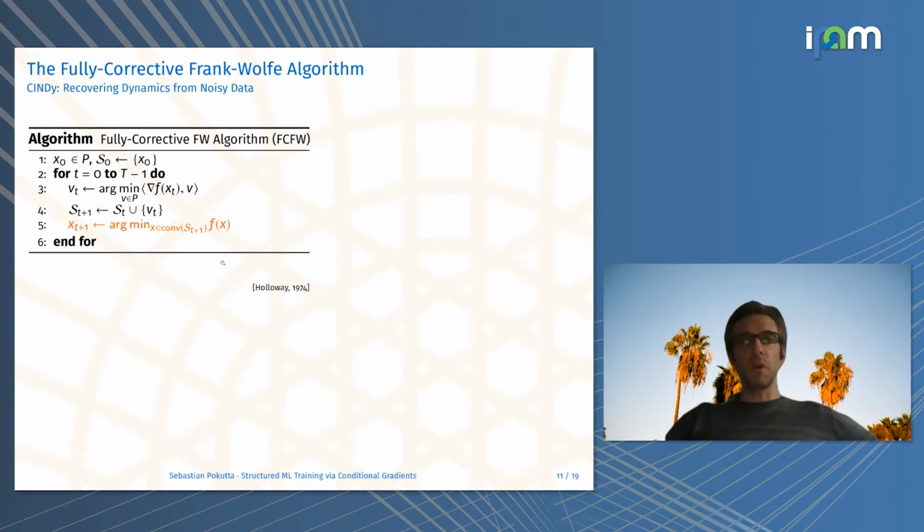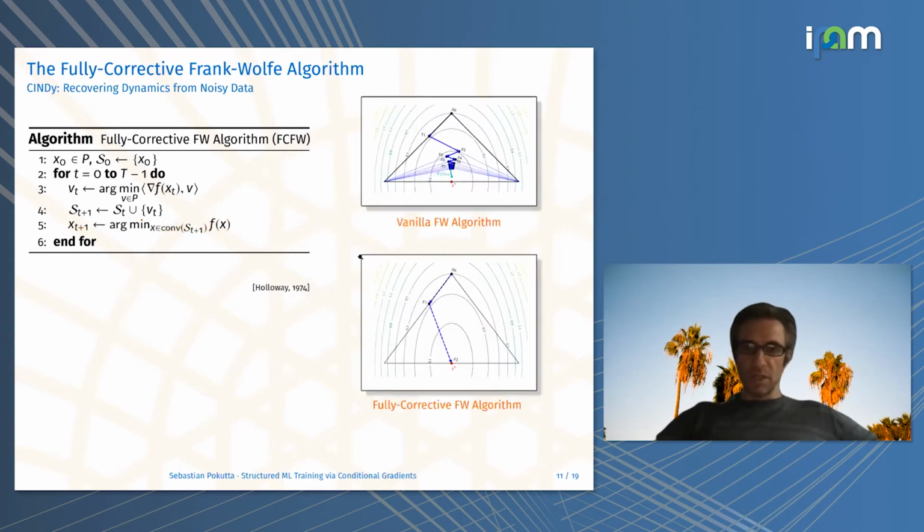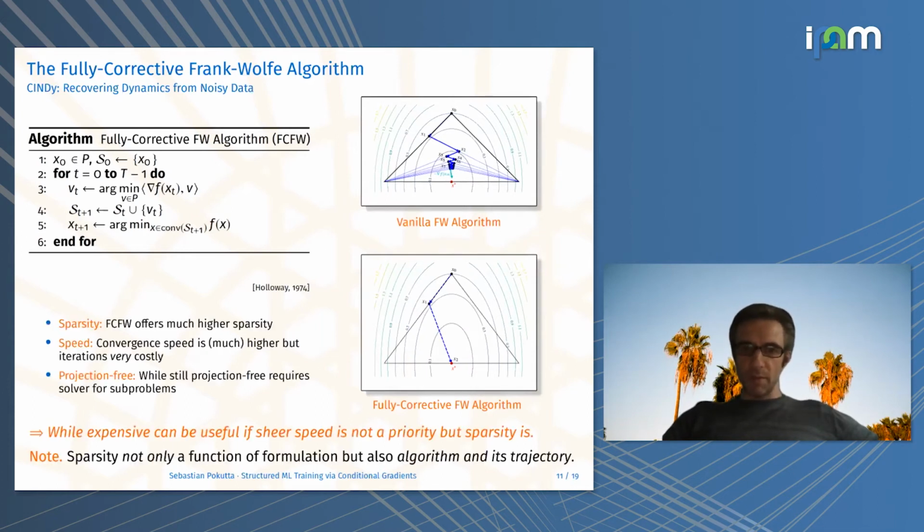So think of it as a more complicated line search. You now search over the convex hull of all these points that you have picked up before. And that has many advantages. First of all, you don't have the zigzagging behavior that the normal Frank-Wolfe algorithm exhibits, but there are a couple more advantages. First and foremost, you get much better sparsity in terms of the number of vertices that you need to represent the convex combinations of the iterates. Then you have much higher convergence speed per iteration, although the iterations themselves are much more costly, and you still retain this projection-freeness property that I mentioned earlier.